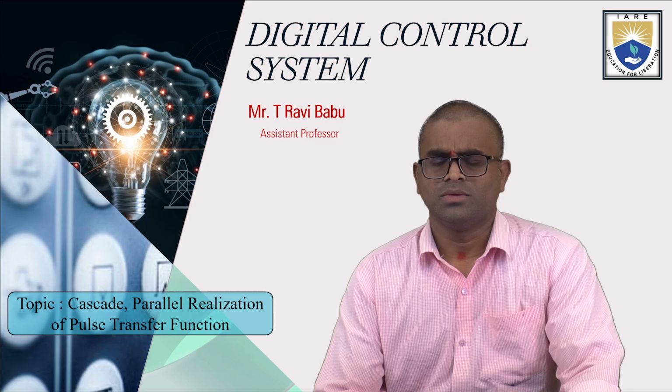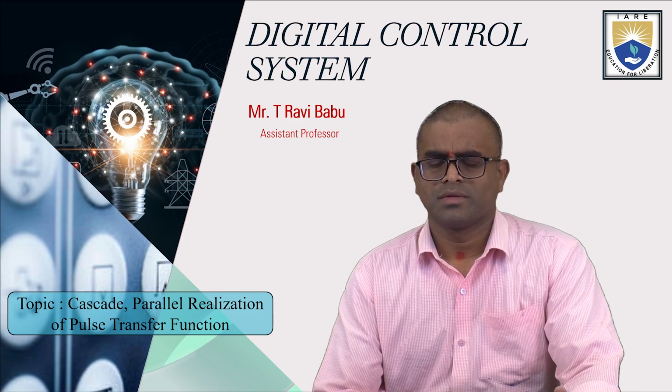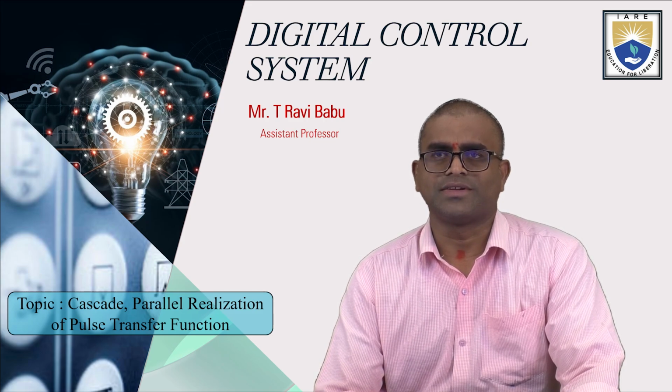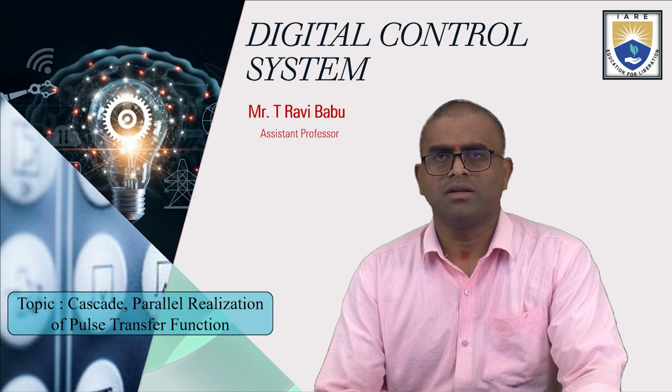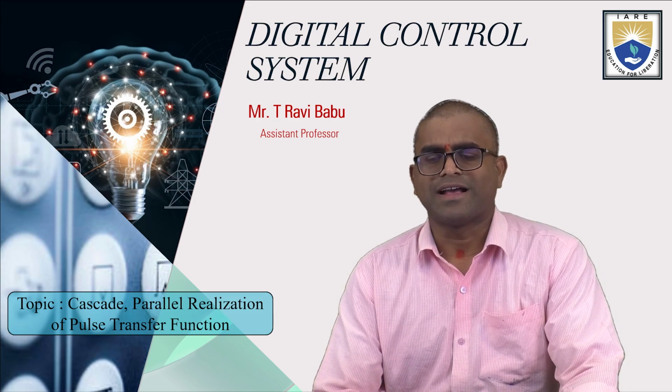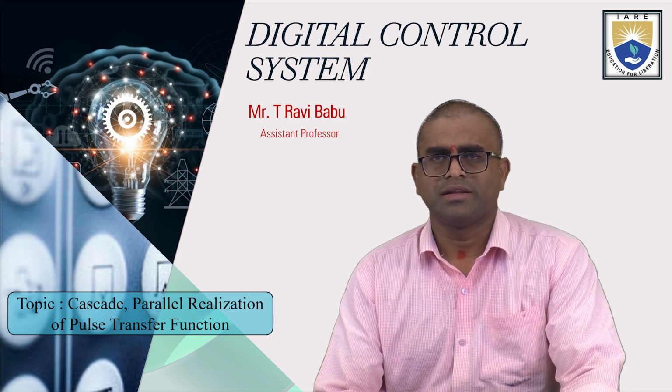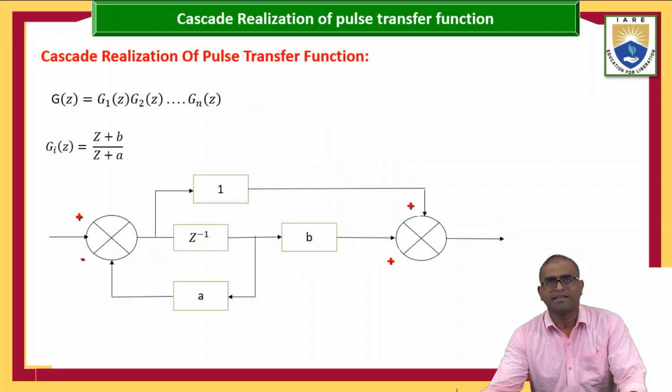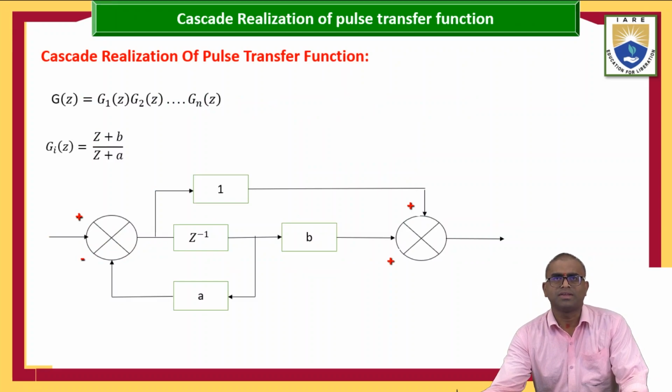Today I am going to discuss the realization of pulse transfer functions. In that, I am going to cover cascade and parallel realization. Coming to the first one, cascade connection. In the cascade connection, I am taking a function that has multiple functions. Here I am taking G(z) equal to G1(z), G2(z) up to Gn(z).